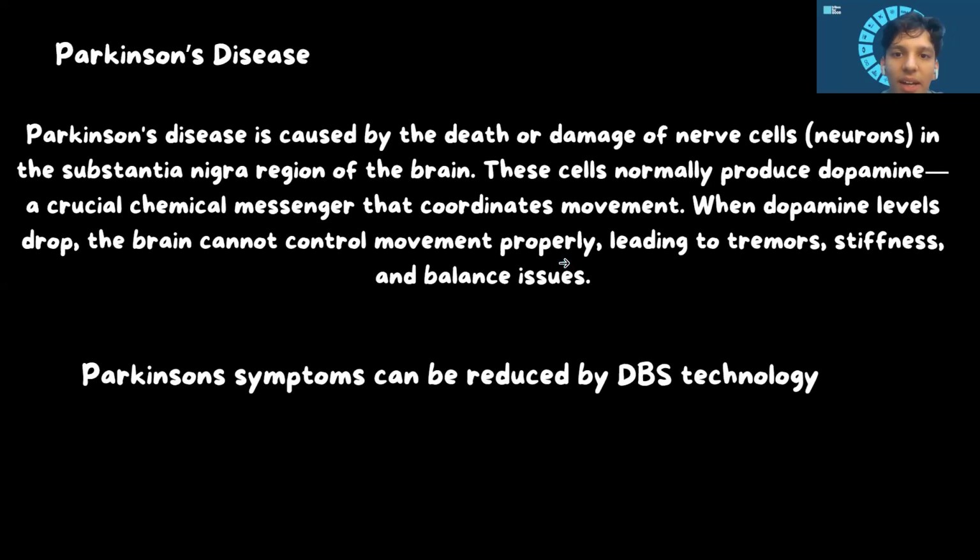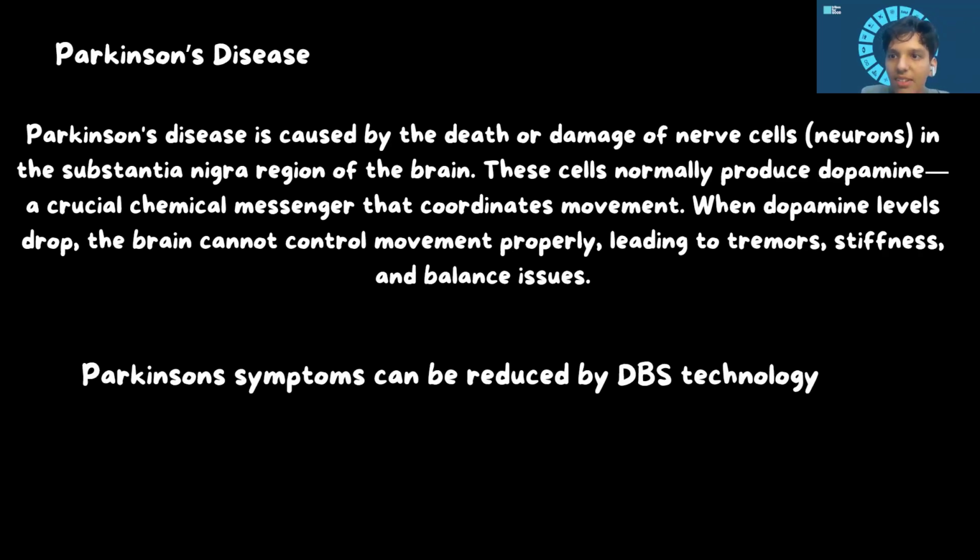So Parkinson's disease is caused by the death or damage of nerve cells, or neurons, in the substantia nigra, as I already said. These normally produce dopamine, a crucial chemical messenger. It also coordinates movement as well as the reward system. And the brain cannot control movement. So Parkinson's is categorized as a movement disorder, and it leads to tremors, stiffness, and balance issues. Parkinson's symptoms can be reduced by DBS, or deep brain stimulation technology.